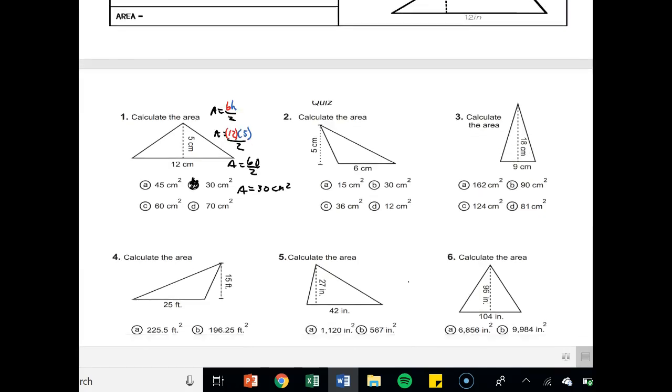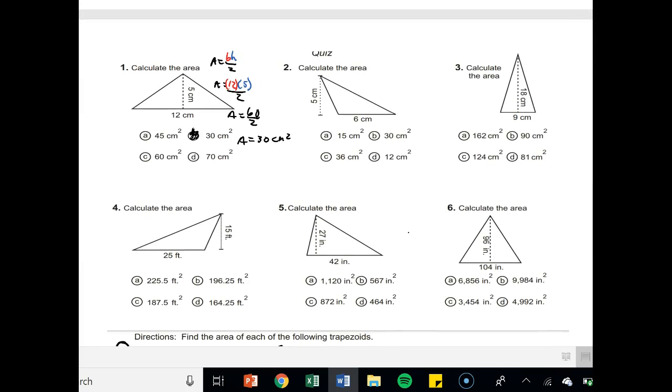On the back, your work should look like the following, where you always write down the formula. So area is equal to base times height divided by 2 for a triangle. Then you plug in your numbers. So 12 is my base, 5 is my height, so 12 times 5 divided by 2, and then you do the math. So 12 times 5 is 60, divided by 2 is 30.